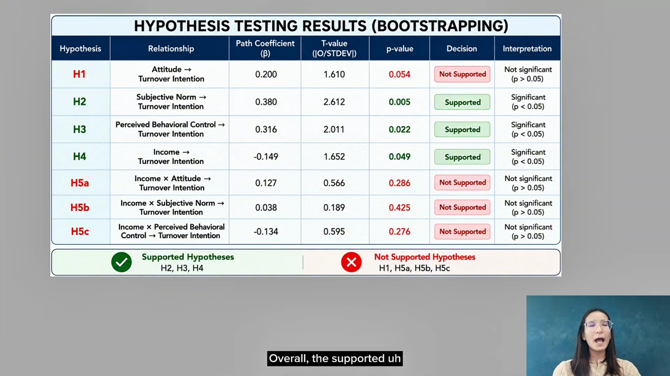Overall, the supported hypotheses are H2, H3, and H4. H1 is not supported because the p-value is slightly over 0.05. And the moderation hypotheses are not supported because income does not significantly moderate the relationship in this model. I have completed the analysis.